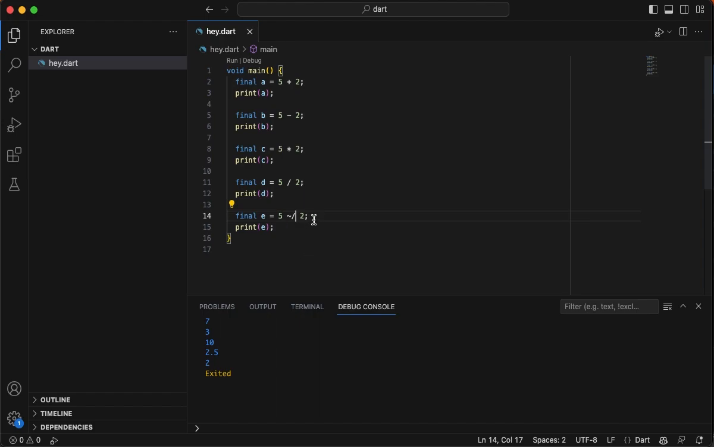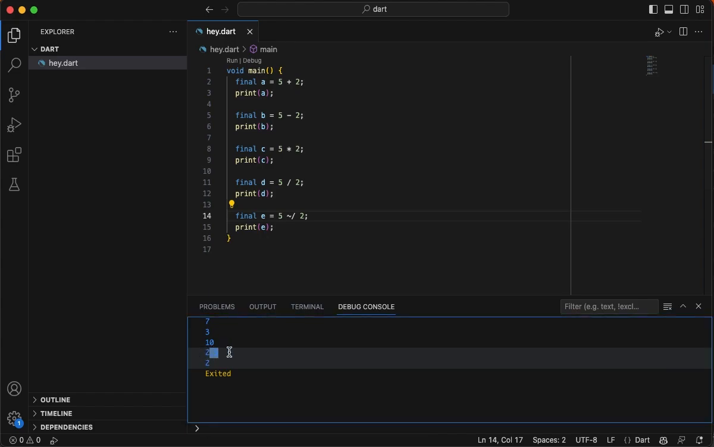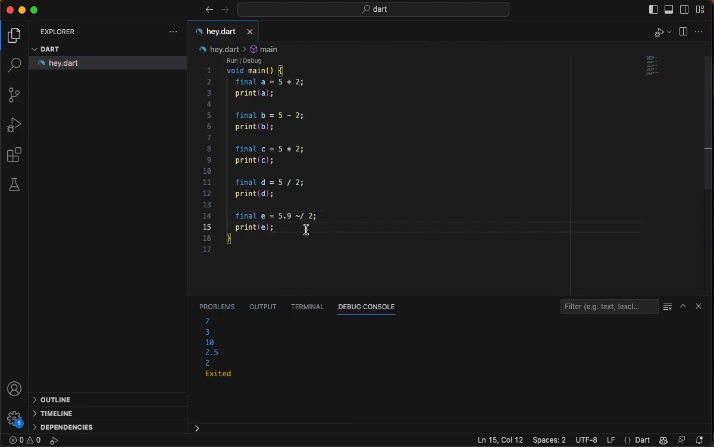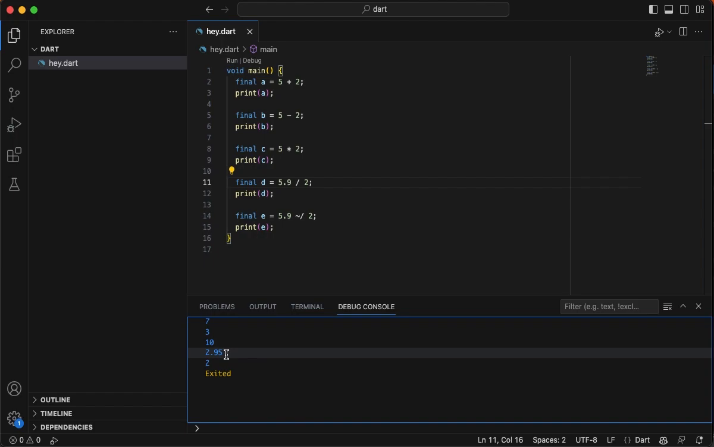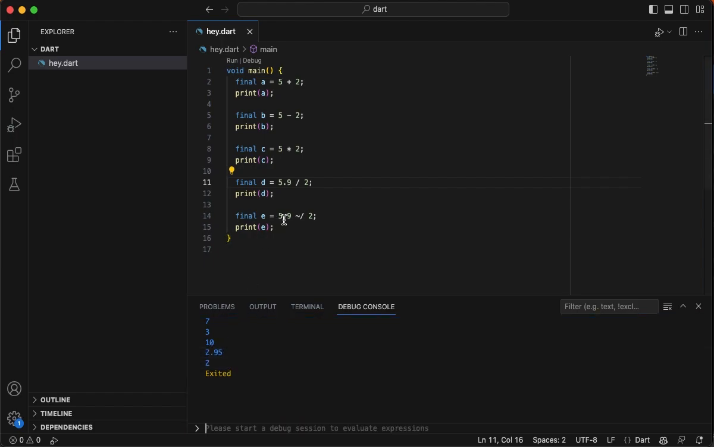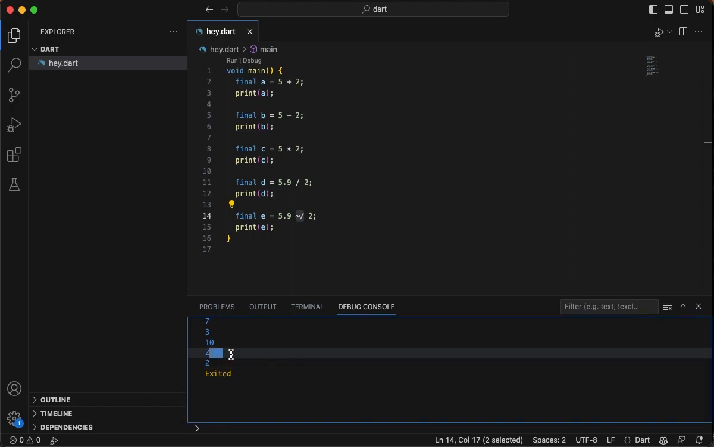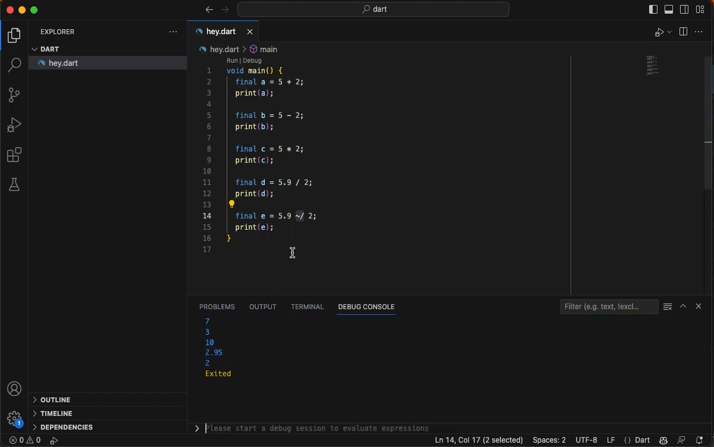So if you just do this, we said 5 divided by 2, it discarded this part, it's 2. And even if it's like 5.9, which is almost 3, let's try it here. If you run, see here, 2.95, but this one will always discard it, okay? If you see the last one, 5.9 divided by 2 with this kind of divide, it will always return an integer. It will always discard this part, okay?